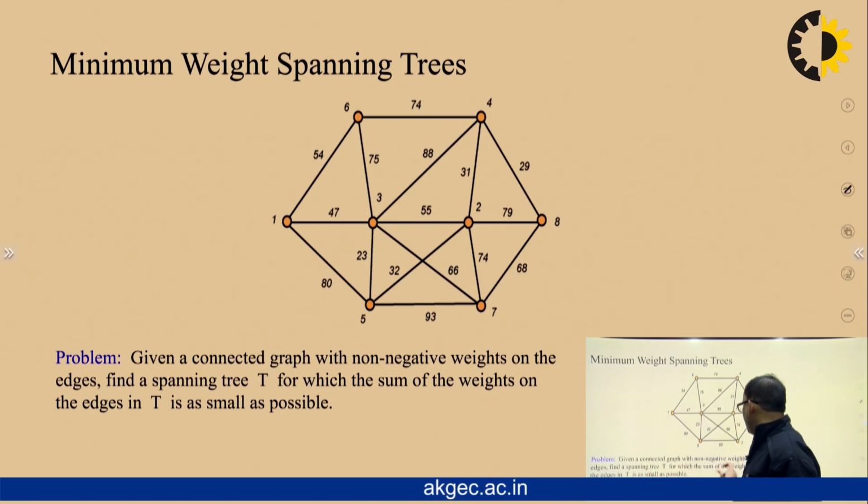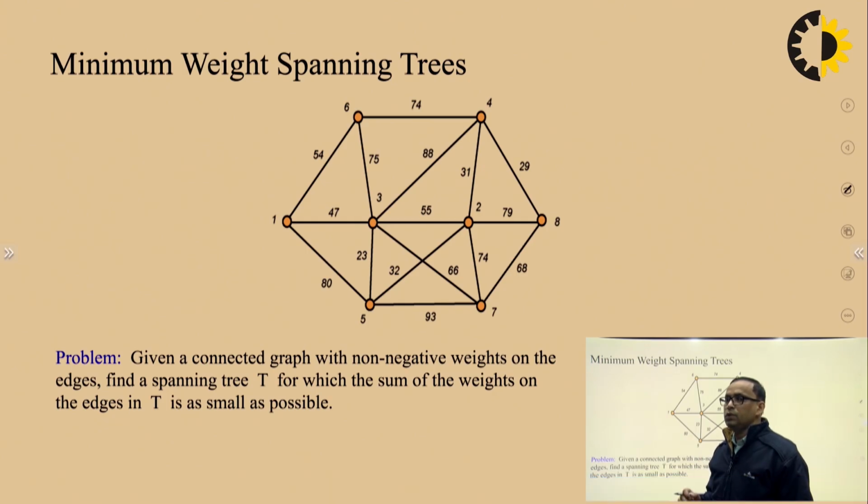So, what is the weight of the edge? Suppose this is a given graph. Then what will be the weight of the minimum spanning tree? The weight of the minimum spanning tree will be the sum of the weights of all the edges which are included in that minimum spanning tree.